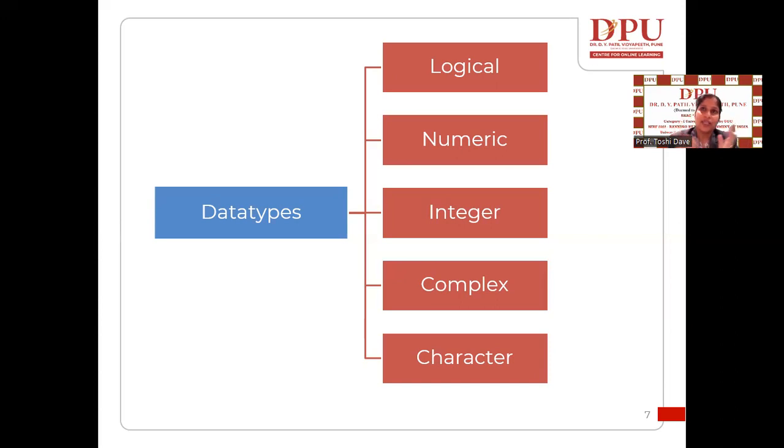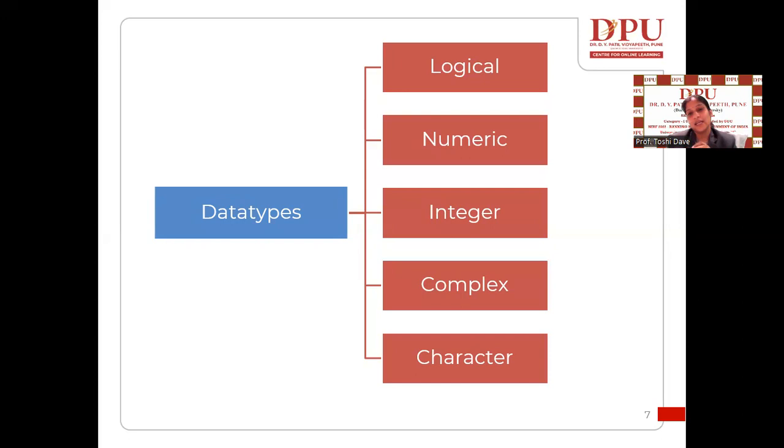Logical data types means the variable will hold values like true, false. True means 1, false means 0. Clear? Numeric means decimal values, which are technically known as floating values or double values. Clear? Integer means non-decimal value. Numeric, you can think of like real numbers. All the real numbers.